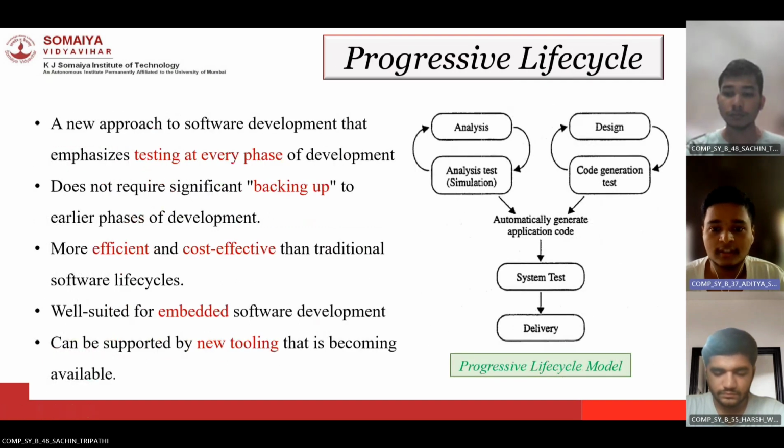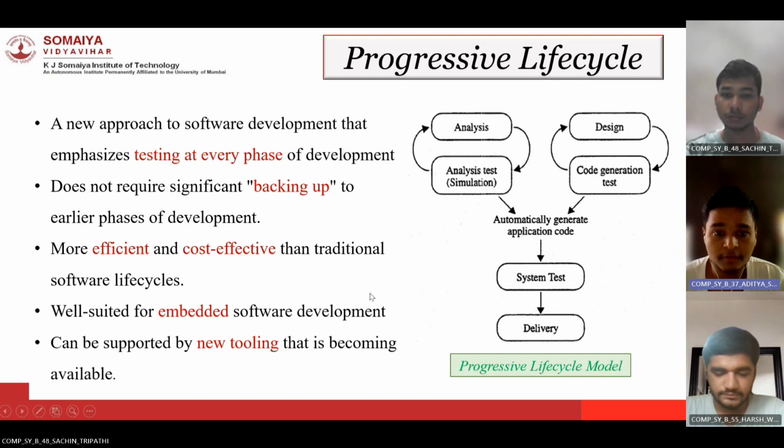So the author has proposed a new life cycle called the progressive life cycle model. The progressive software development life cycle is a new approach to software development that emphasizes testing at every phase of the development of the project. This approach involves executing a test of the results of each phase of the development, which reduces the need for significant rework and schedule delays.